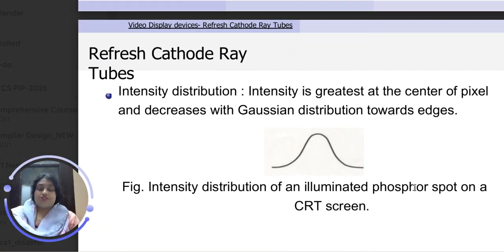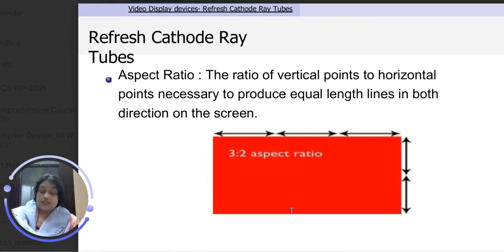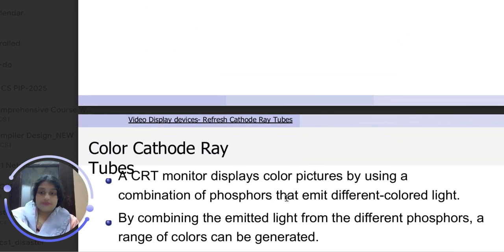Then intensity distribution. Intensity is greatest at the center of a pixel and decreases with a Gaussian distribution towards the edges, as in the graph we have seen. This figure is the intensity distribution of an illuminated phosphor spot on a CRT screen. Then we learned about aspect ratio: the ratio of vertical points to horizontal points necessary to produce equal length lines in both directions on the screen.